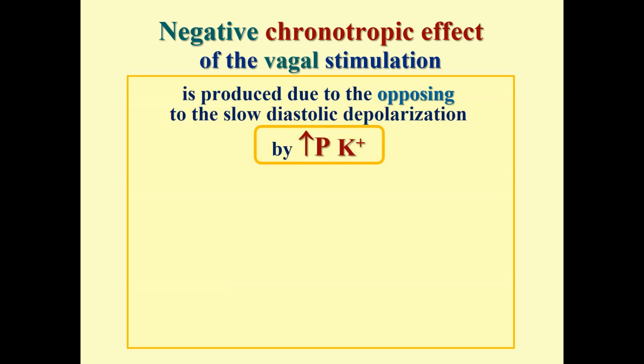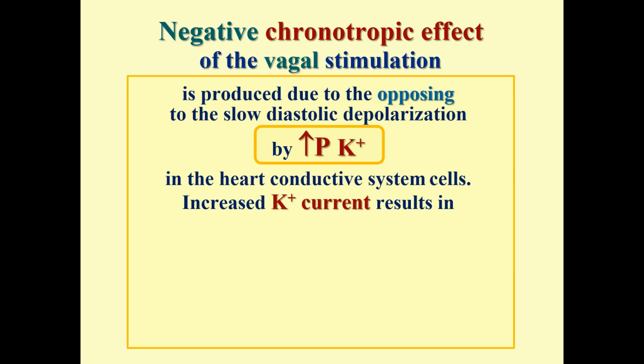Note, high permeability for calcium and sodium produces a positive chronotropic effect because it goes in the same direction as the slow diastolic depolarization. But here we oppose the slow diastolic depolarization. Naturally, permeability for potassium should be decreased, and now it is increased by the vagus.